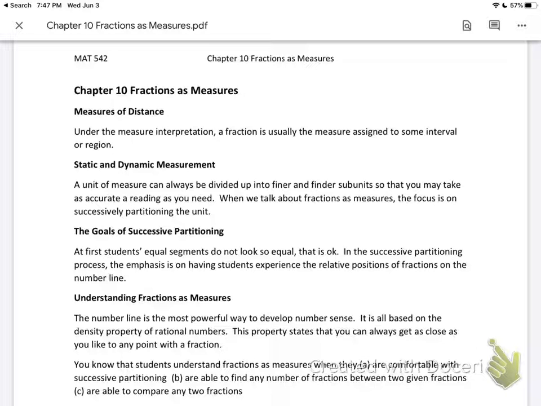Okay, this will be a very short video on Chapter 10. So I'm just going to hit the high points and then you can practice. So Chapter 10 is fractions as measures.